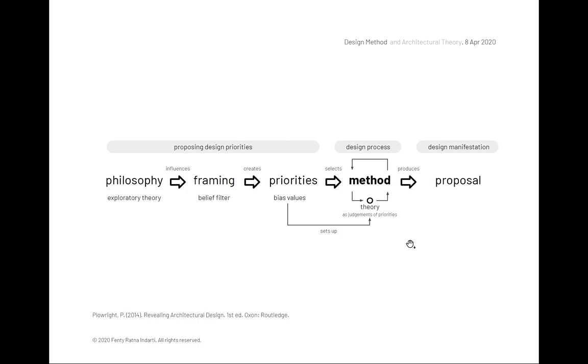As we can see here, there are two positions of theory depicted explicitly by Playwright in this diagram. First is the theory that shaped the framing, which is philosophy, and the second is the theory that helps to judge design priorities during the design process. The first theory, we call what architecture is, and the second theory we call how best to design.